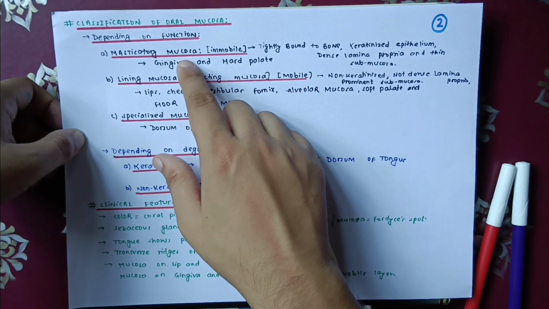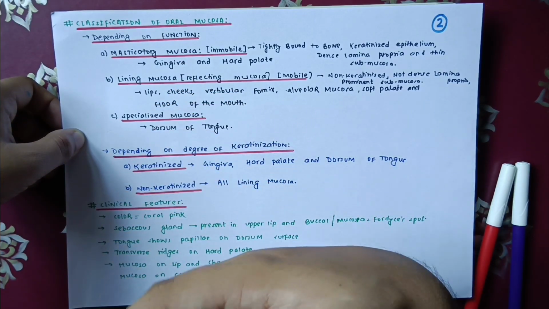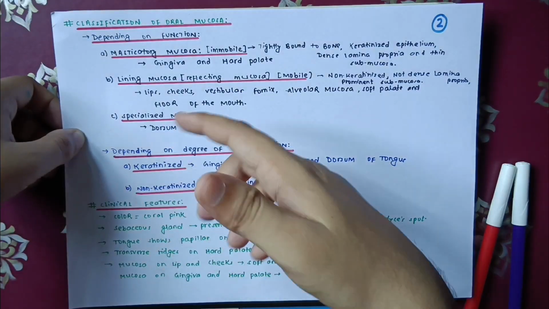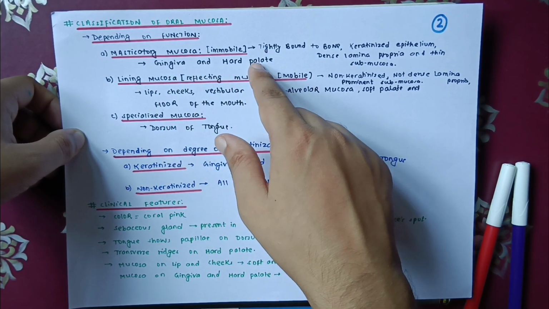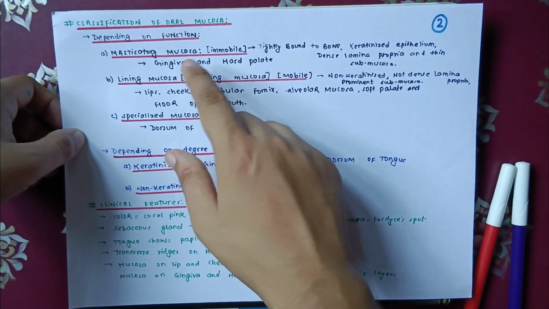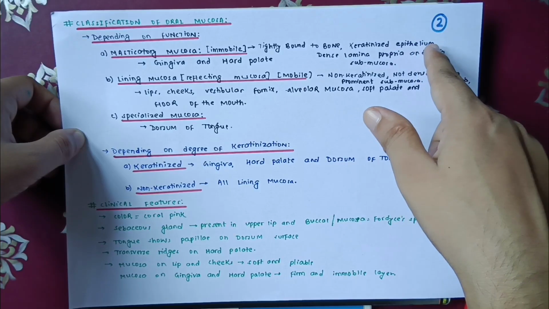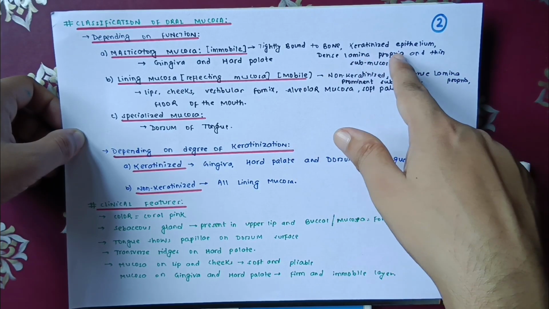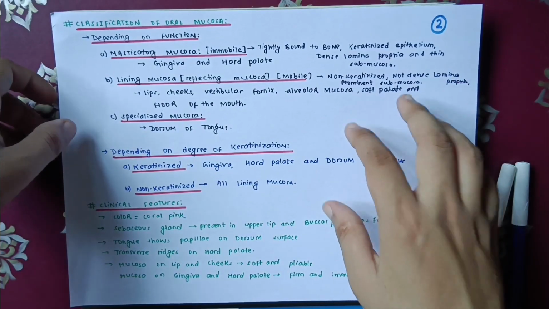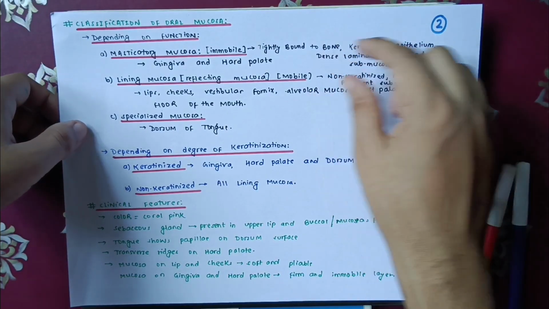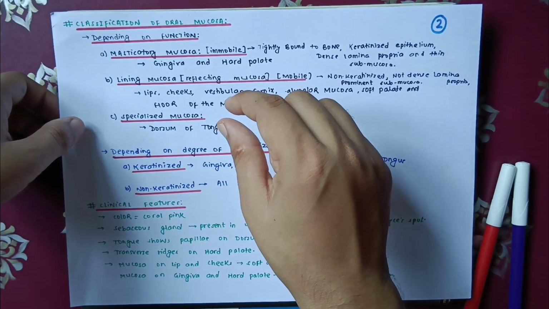So the masticatory mucosa are more useful. They are supporting the function of mastication. So the gingiva and the hard palate are the masticatory mucosa, and this masticatory mucosa is immobile, tightly bound to the alveolar bone, and has keratinized epithelium, dense lamina propria and thin submucosa. So this is an overview of this masticatory mucosa. These are the points under this masticatory mucosa.